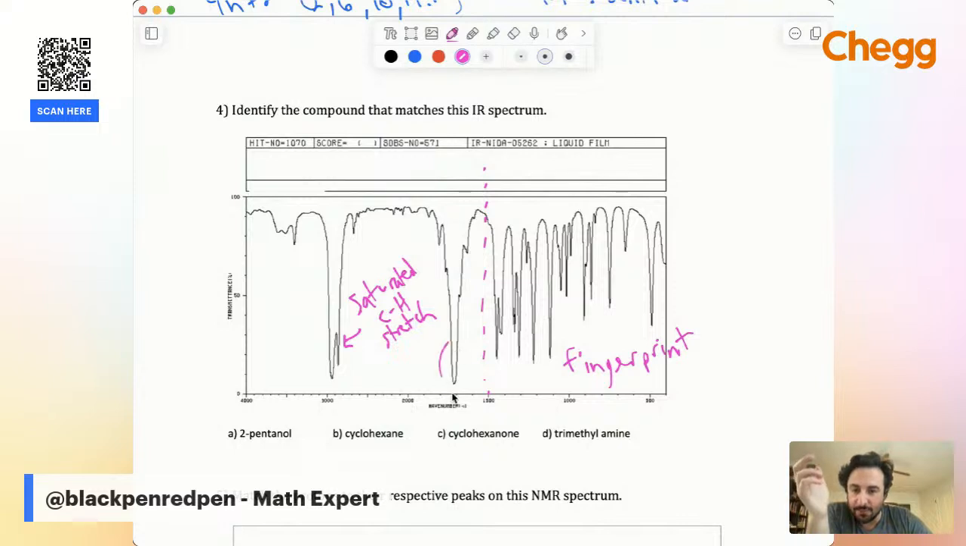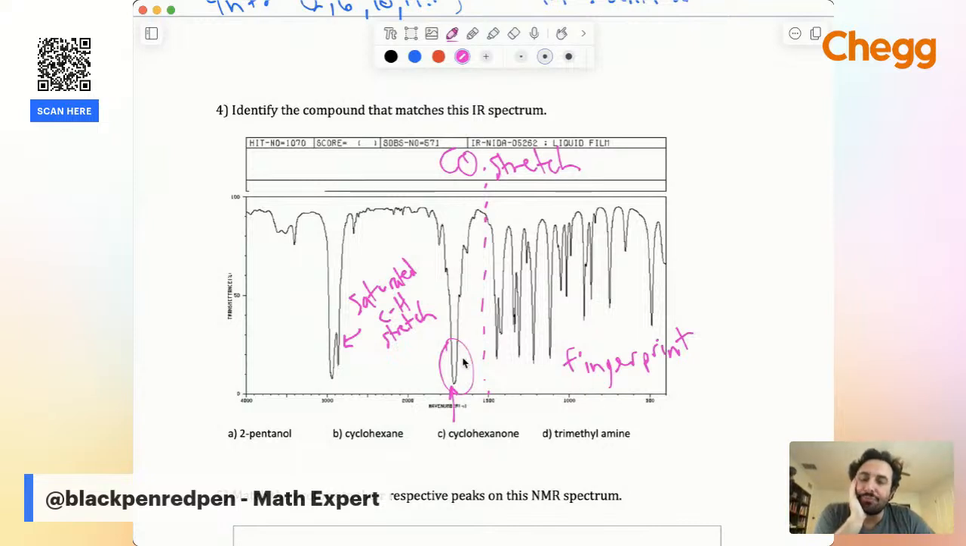Then right here, this is a carbonyl stretch. When you see this, it is quite distinct because it is long and thin. It's very thin and very long. It reaches almost all the way down here, meaning no transmittance, so it's a lot of absorption of that frequency. And it's at this very particular wave number, which is around 1700 inverse centimeters.